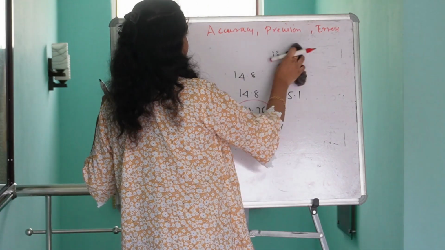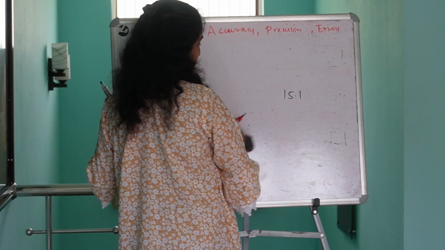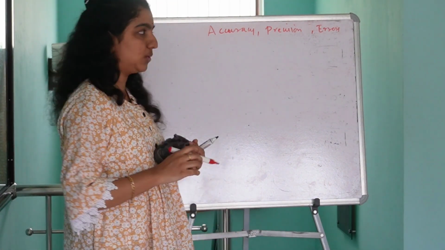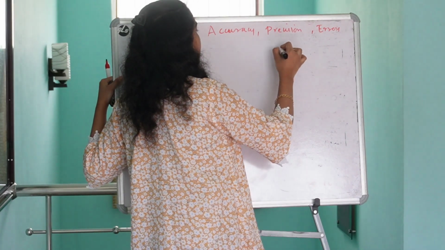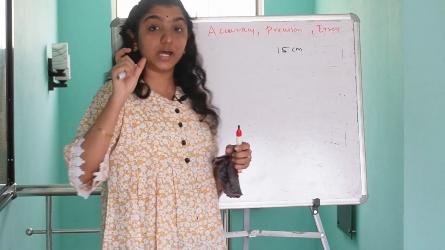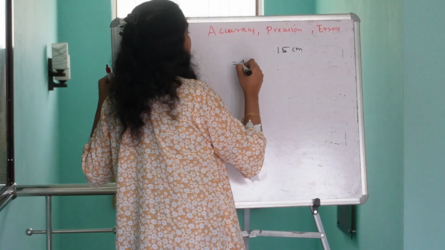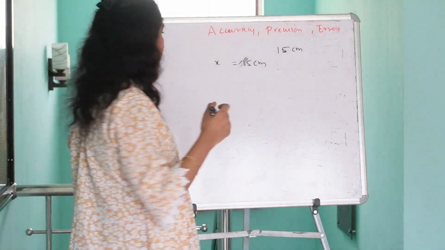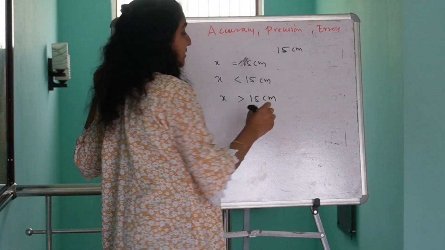Now let's see what are errors. As I told, any physical quantity which we are measuring will have an actual value, isn't it? Suppose the actual value of the length of this marker is 15 centimeter. So I am measuring the length of this marker using some measuring instrument. There are 3 possibilities. Either the measured value will be equal to 15 centimeter, or the measured value can be less than 15 centimeter, or the measured value can be greater than 15 centimeter.